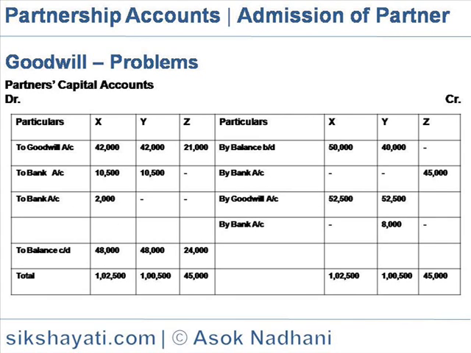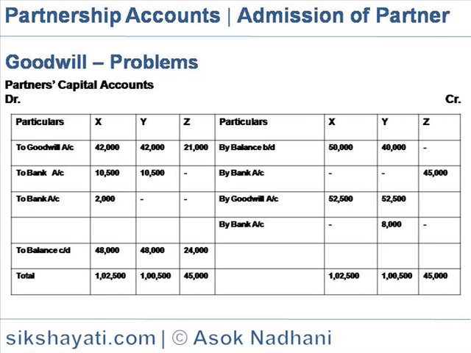Next, the partners' capital account is shown. On the credit side, the entries will be shown. In the ledger, the entry will look like this: balance brought forward for X 50,000, for Y balance brought forward 40,000 as per the last balance sheet. By bank account 45,000 is credited to Z's capital account, the amount brought in by him. Now by goodwill account, the amount will be credited to X 52,500 and 52,500 to Y in the old profit sharing ratio. By bank 8,000 introduced by Y.